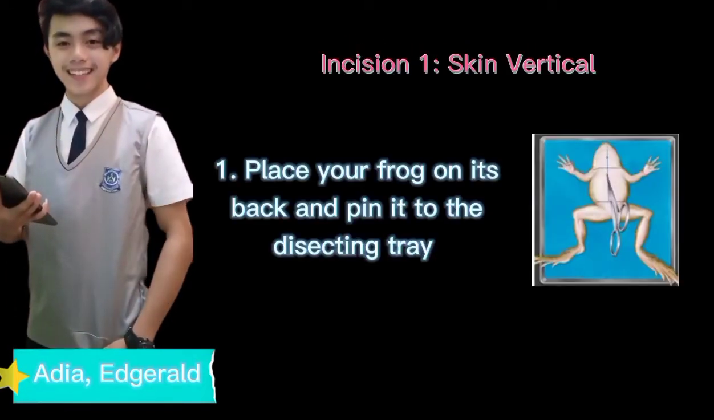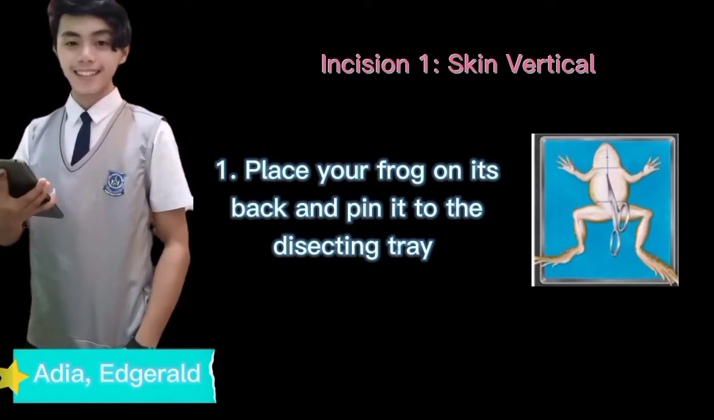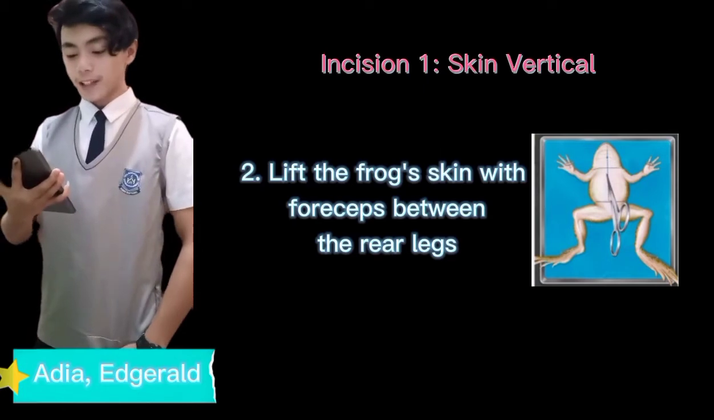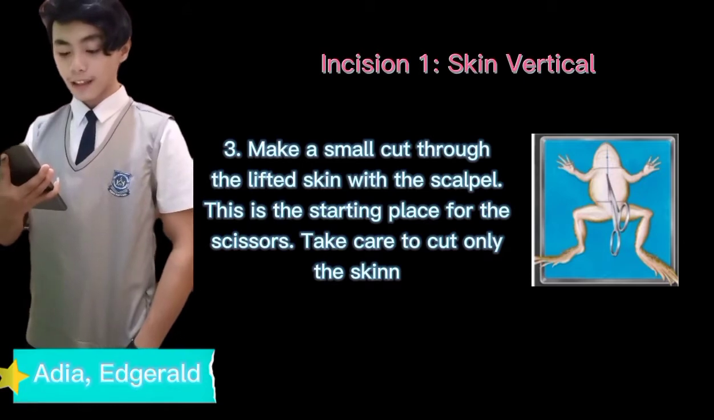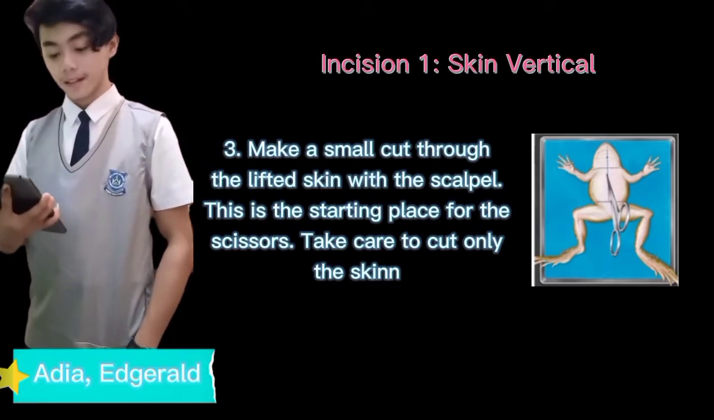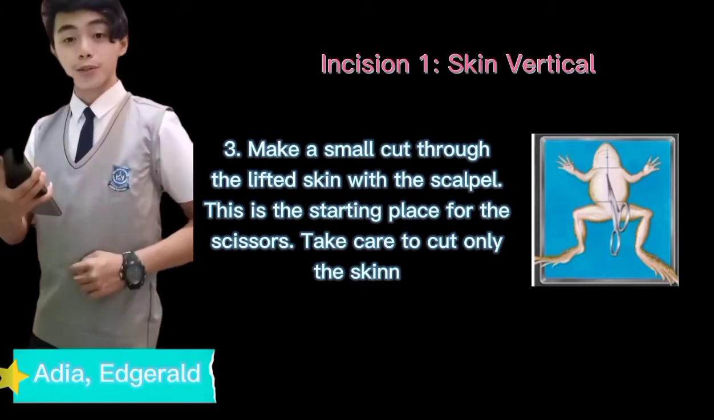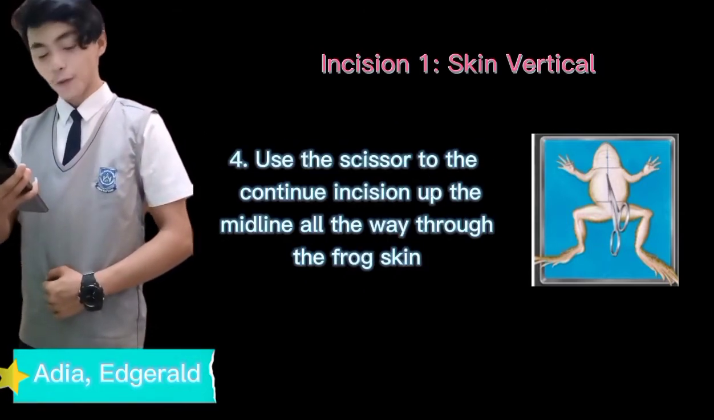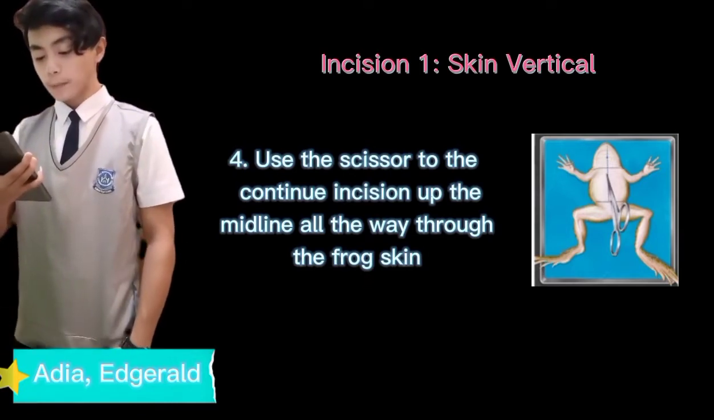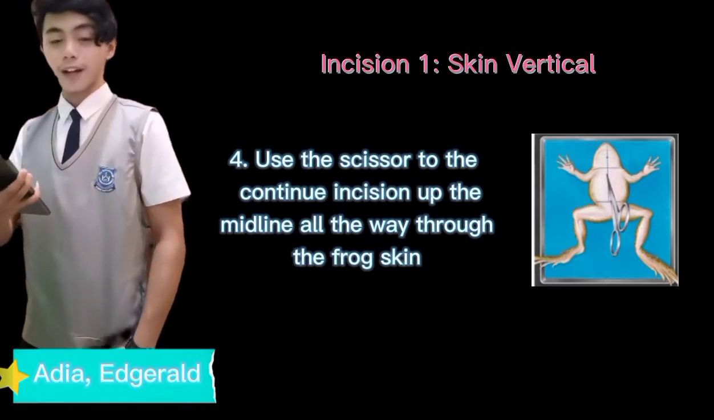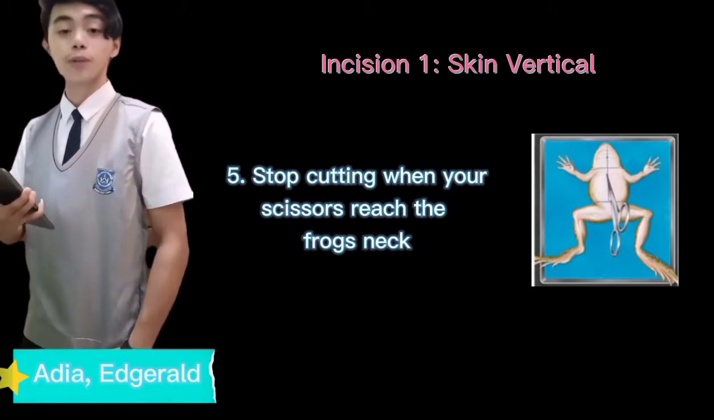Incision 1. Skin vertical. Place your frog on its back and pin it to the dissecting tray. Second one. Lift the frog skin with the forceps between the rear legs. Third one. Make a small cut through the lifted skin with a scalpel. This is a starting place for the scissors. Take care to cut only the skin. Fourth, use the scissors to continue the incision up the midline all the way through the frog's skin. Fifth one, stop cutting when your scissors reach the frog's neck.